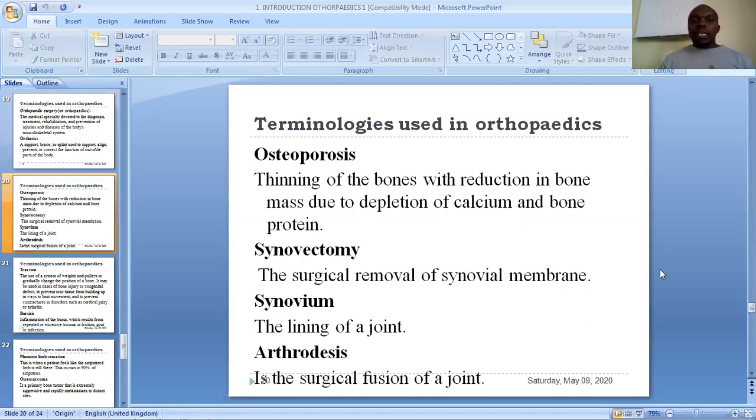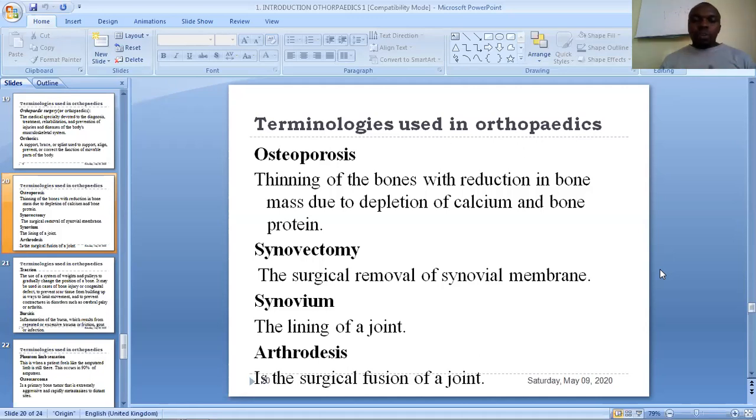The other terminology to look at is osteoporosis. This is thinning of the bones with reduction in bone mass due to depletion of calcium and bone protein. You'd recall from your anatomy that calcium is a good element to help strengthen the bone, one of the nutrients that we get from foods like milk. So when the amount of calcium is depleting, the bone tends to be weak. And this leads to the condition we are calling osteoporosis.